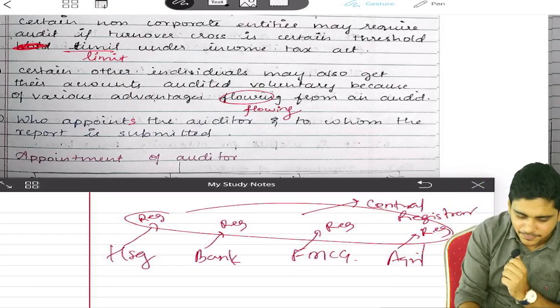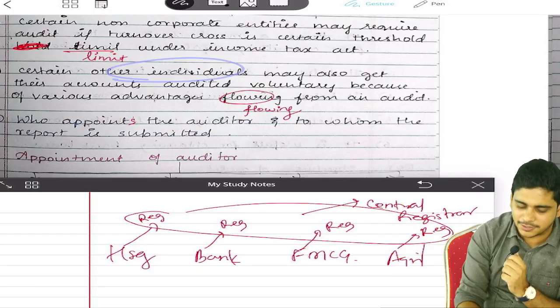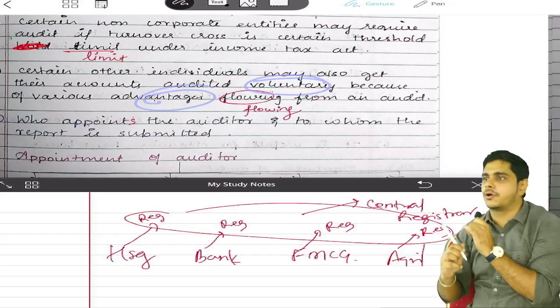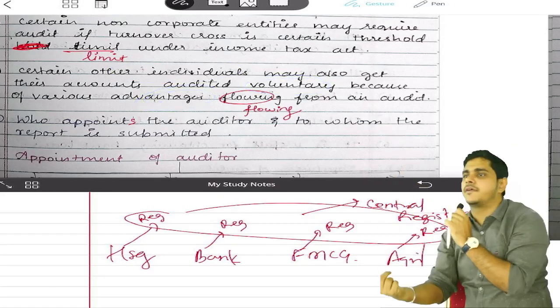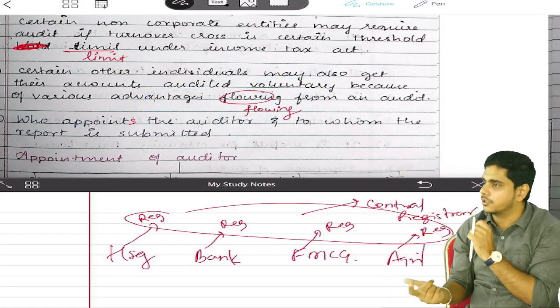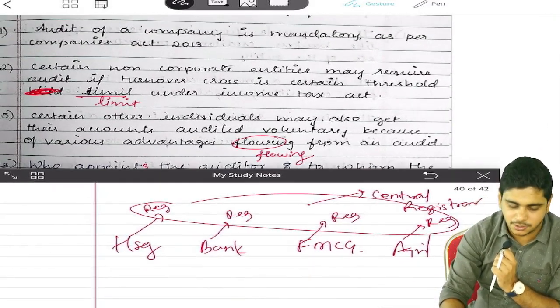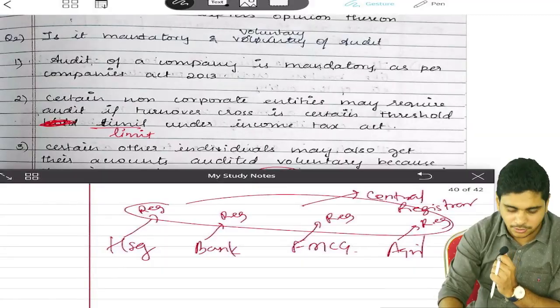Now listen here. Certain other individuals may also get the accounts audited voluntarily because of various advantages flowing from the audit. I have taught you one advantage. What is the main advantage? Loan. To get a loan. Understood? Now you tell me, as per your knowledge and experience, is audit mandatory or voluntary?